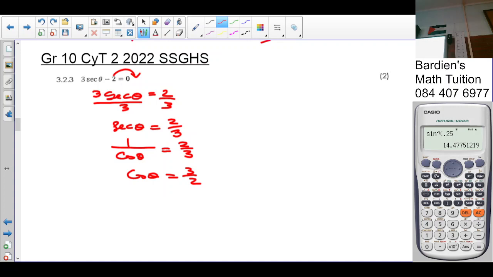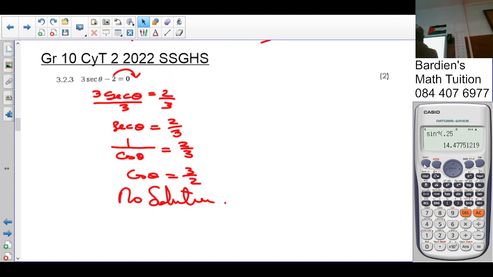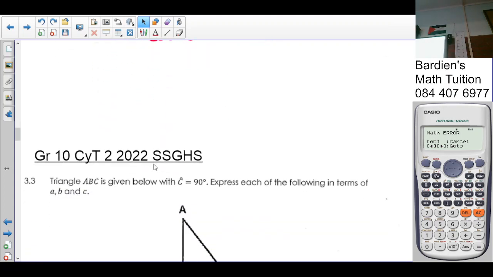So no solution here. So that's given outside the range. Was that the correct answer? Oh yes, okay. So you put that in your calculator. Arc cos of 3 over 2 is your math error. So you should have said no solution. Okay. So no theta value will actually satisfy that given equation.